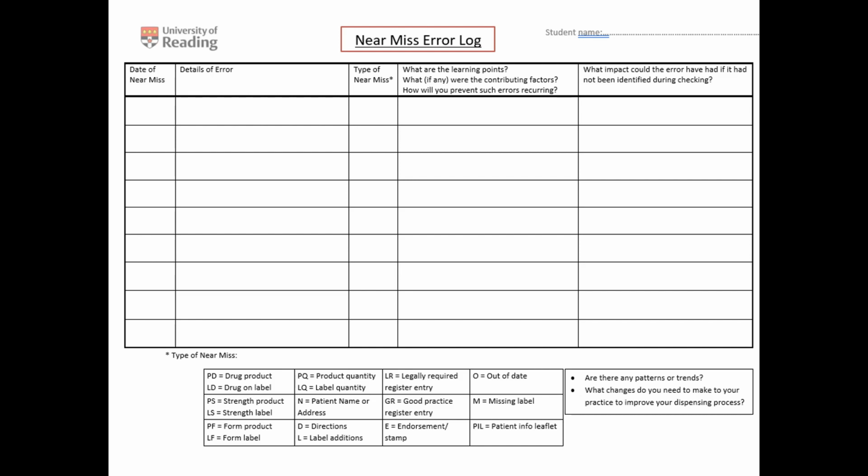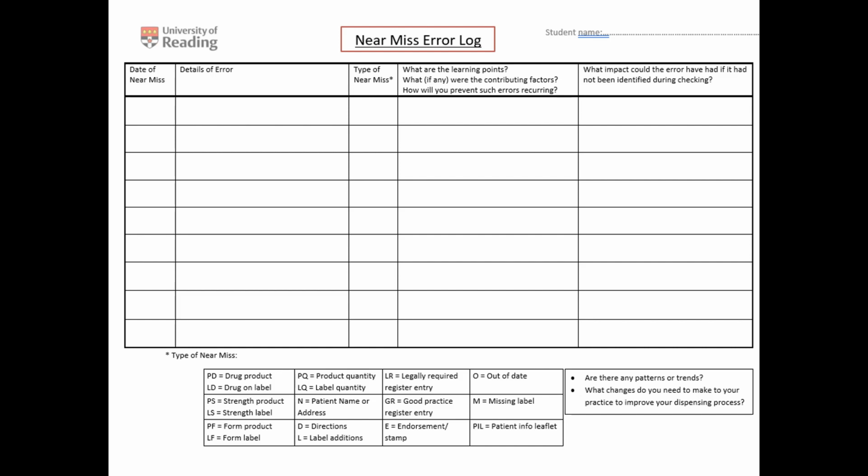And this is very important: put in as much detail as you can, be as specific as you can about the error that has occurred. Think about what kind of information somebody who is going to look back at this form would need to be able to understand the error itself. Third column, type of near miss. If you look down the form, there are some clues there of the types of different errors that can happen. So for example, PD is a wrong drug product, etc.